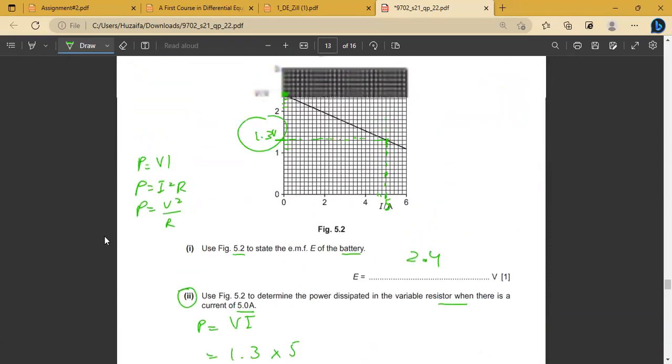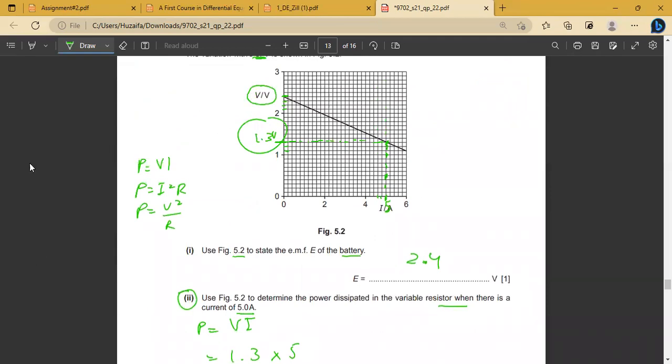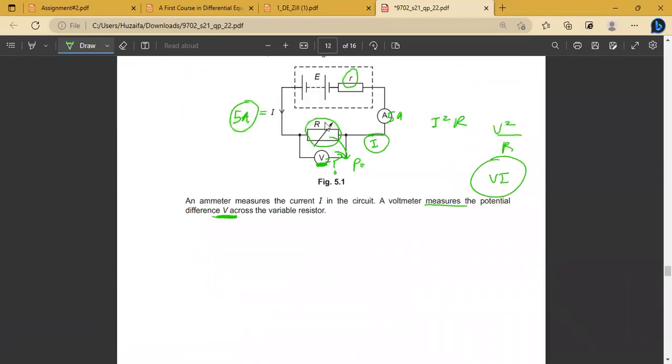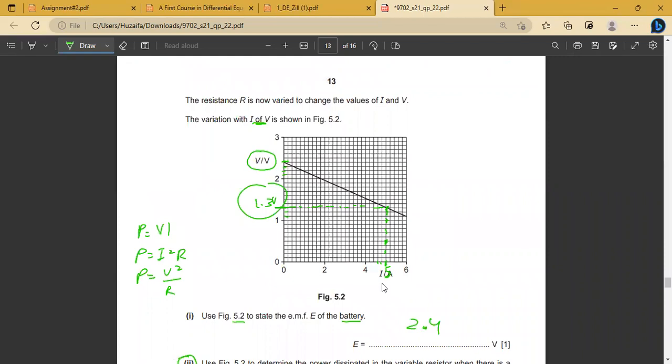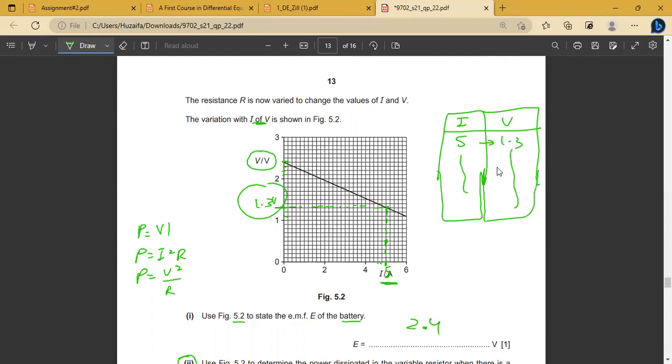Yeah. These voltmeter readings are basically the voltage values across my variable resistor R, and this ammeter reading is giving me the current values. If you are doing practical P3, you connect an ammeter and voltmeter in a circuit and plot the values of current and voltage. For example, 5 ampere corresponds to a voltage value of 1.3. You plot consecutive points on the graph.